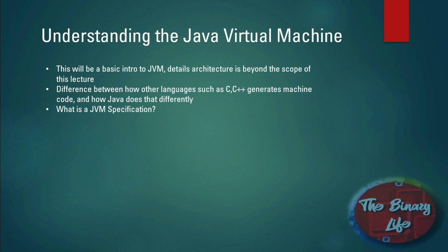virtual machine specification. Now, to understand what a specification is, just consider that there is a set of implementation rules laid out by a particular organization, which every vendor, let's say Oracle, Amazon, Microsoft, who is interested in creating their own Java virtual machine implementation should adhere to. So now we will go to the next slide.